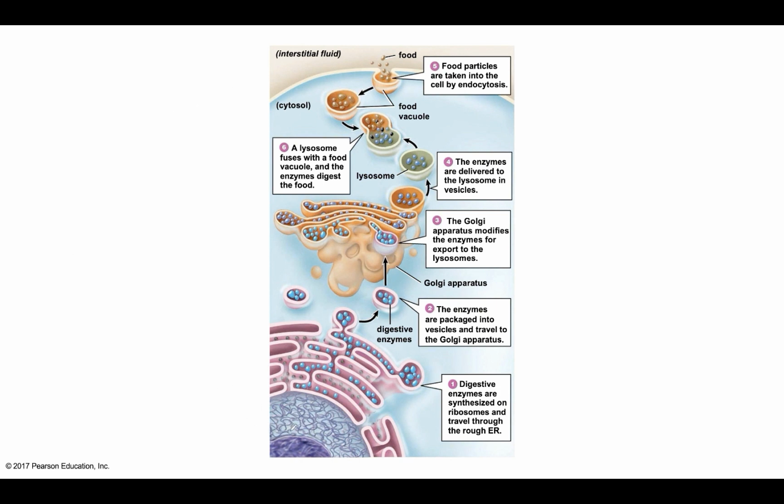Here's the nucleus, ER. From the ribosome, some digestive enzymes are produced. These enzymes are packed into vesicles and travel to the Golgi apparatus. In the Golgi apparatus, this enzyme is modified and matures. In other words, the functional enzyme can be formed. This enzyme is also exported to the lysosome.